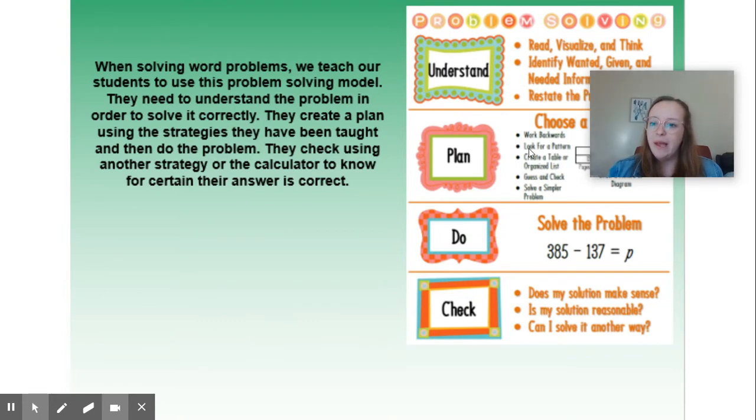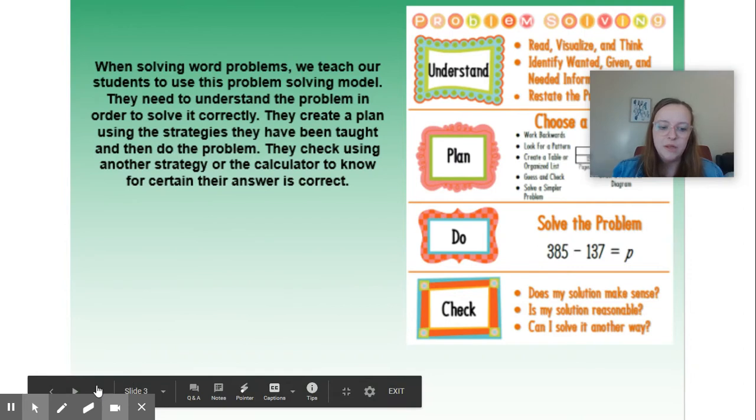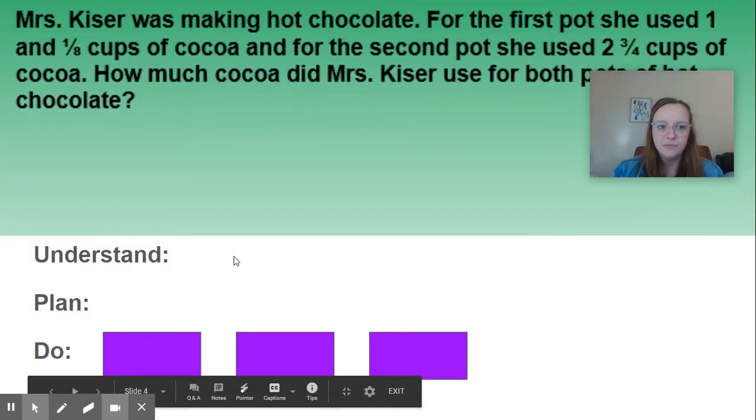Then we make a plan, and sometimes that's just saying, okay, are we adding, subtracting, multiplying, dividing, or how are we going to solve the problem? Are we going to work backwards, look for a pattern? What do we want to do? Then we solve the problem. This time we'll be using models, and we check. We ask ourselves if our solution makes sense, or we can even use a different method to check.